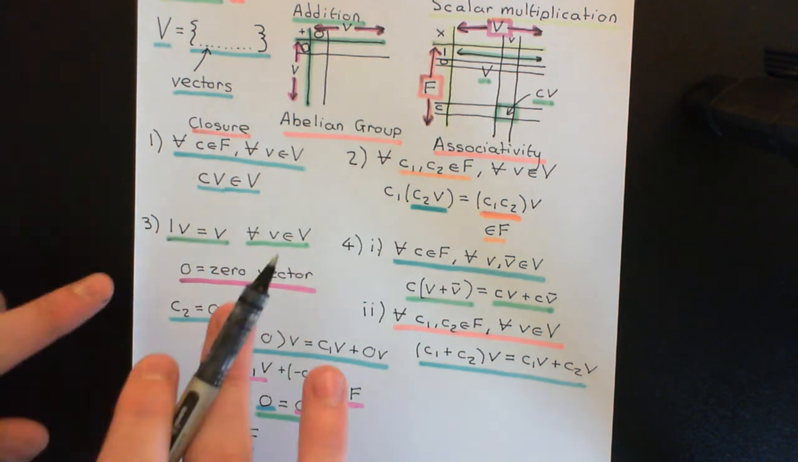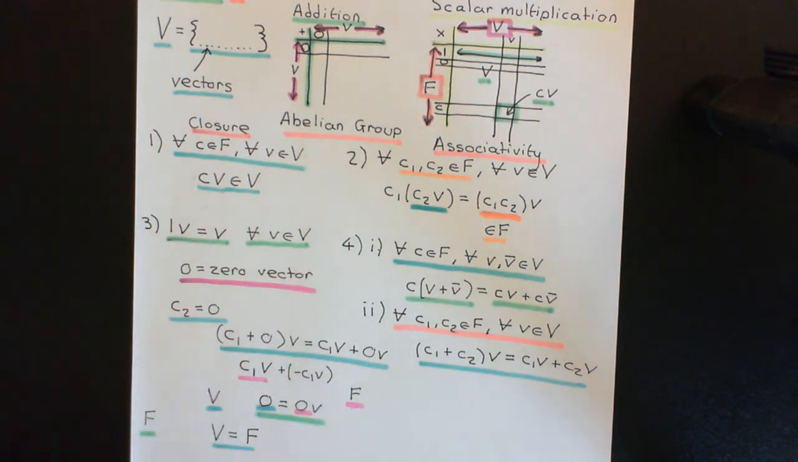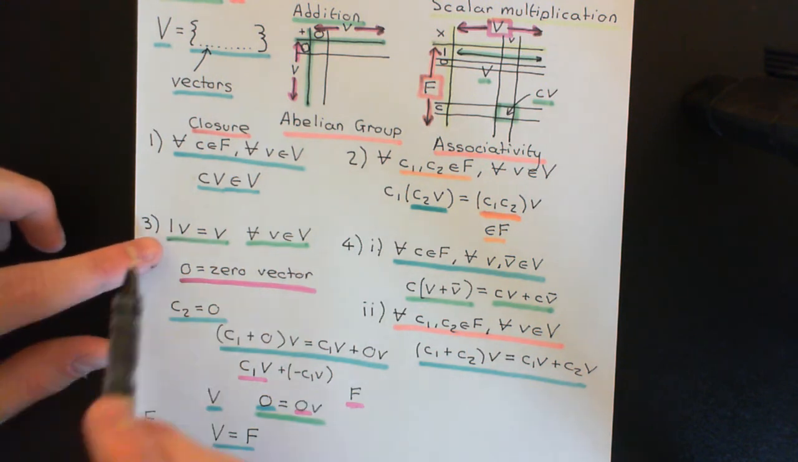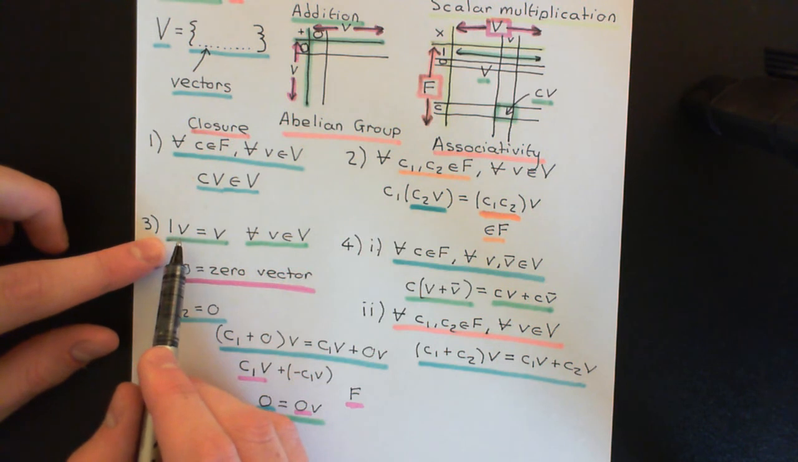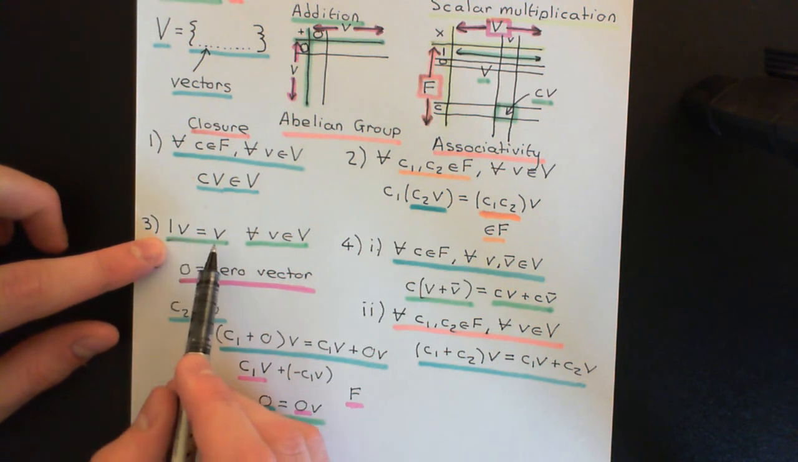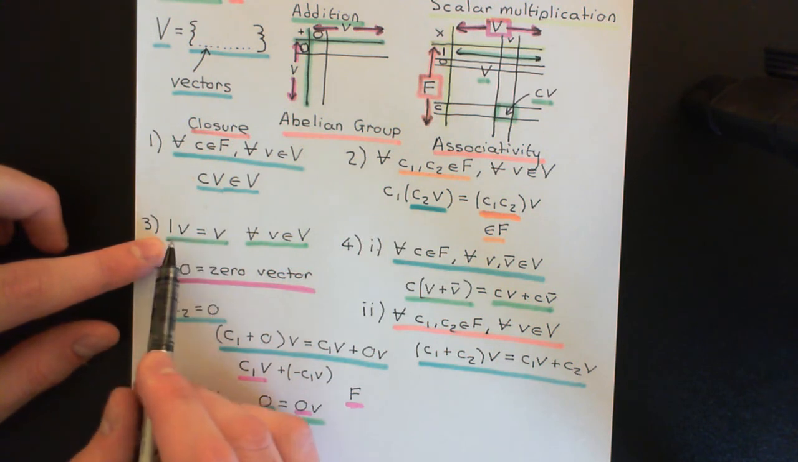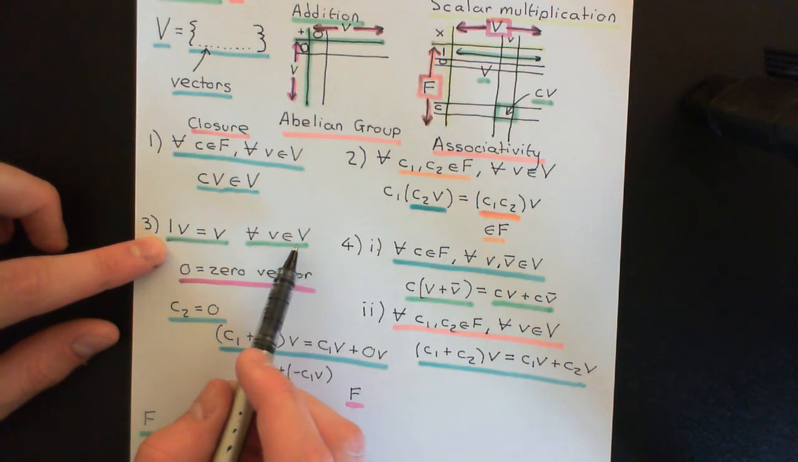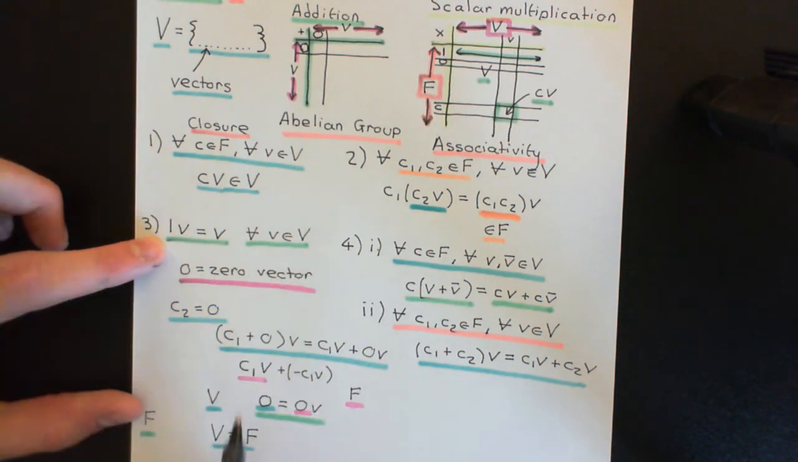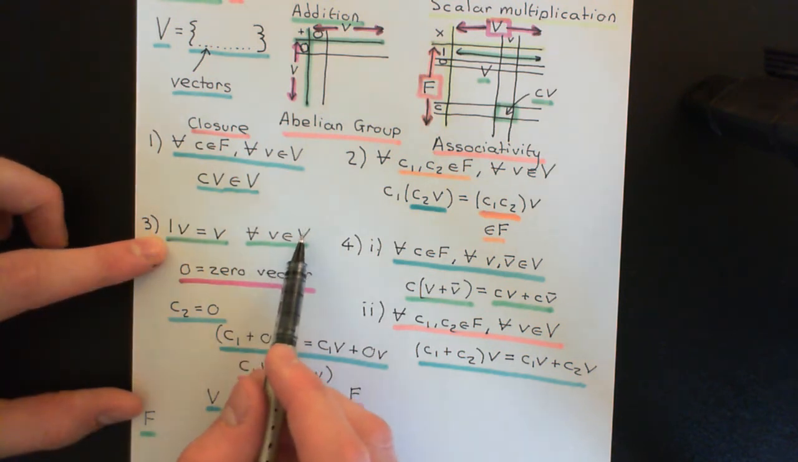Then let's turn our attention to this third axiom. The multiplicative identity must multiply by any element of the vector space to give that element of the vector space back again. Well now, v is just some element of the field, because we're letting capital V be the field.